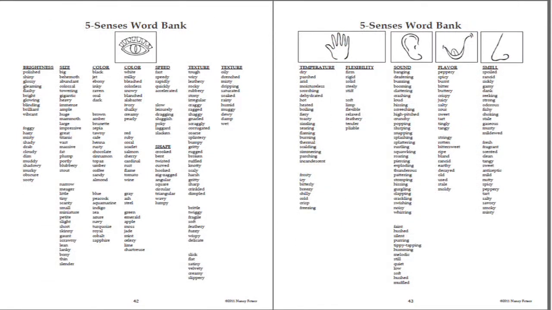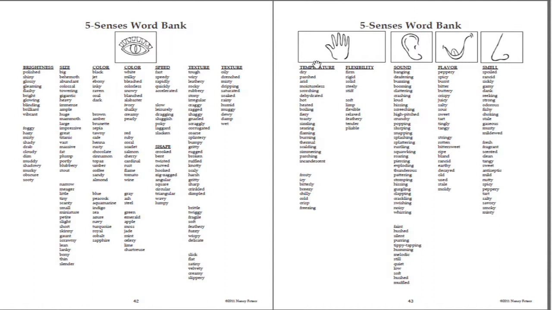On pages 42 and 43, we have the 5 senses word bank. On page 42, this is the 5 senses of what something looks like. Notice we don't just have what something looks like, we have the brightness, size, color, speed, texture, shape. When you're describing what something looks like, these are the different characteristics that you would go to, and then you would find those description words.